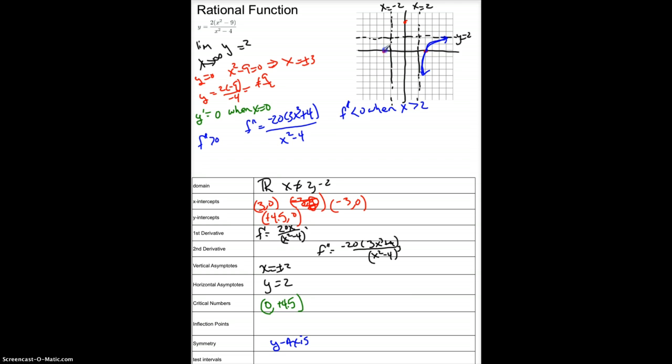By symmetry, this should be the same. What about when x is less than 2? The numerator is going to be negative, the denominator is going to be positive, so the second derivative is positive. So this should be concave up.